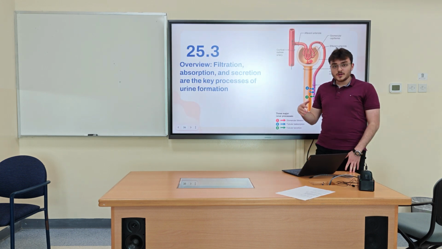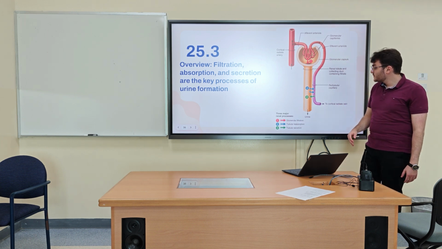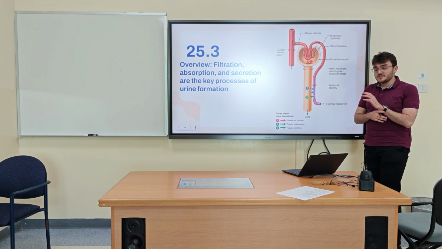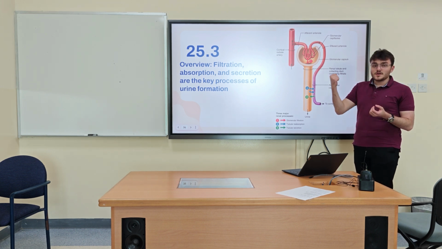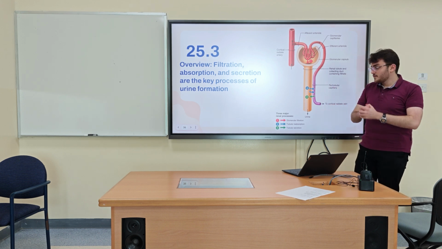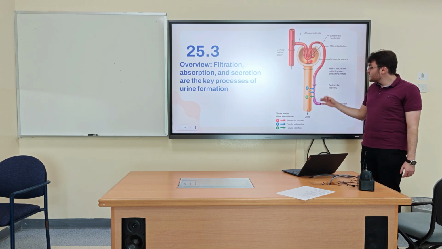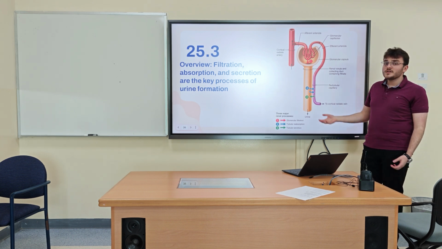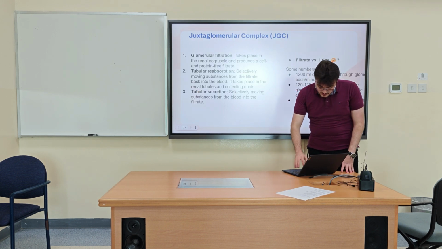And this is the final part of the chapter, overview of filtration, absorption, and secretion. So we have three processes in the kidneys. We have glomerular filtration, the one that we mentioned before, the glomerulus and the glomerular capsule. This is where the filtration occurs. And we have tubular secretion and reabsorption. These two processes occur along the tubule.